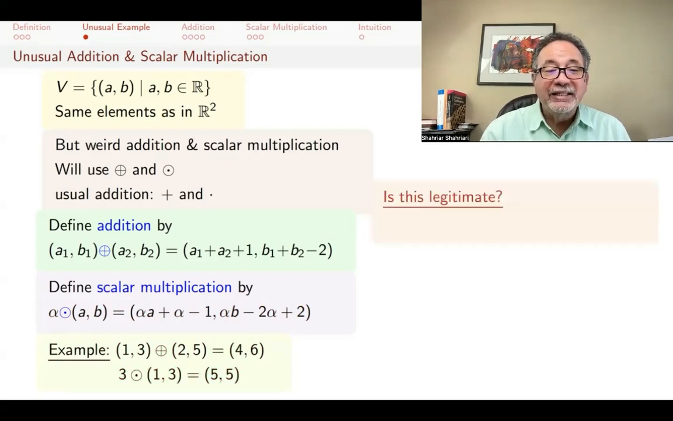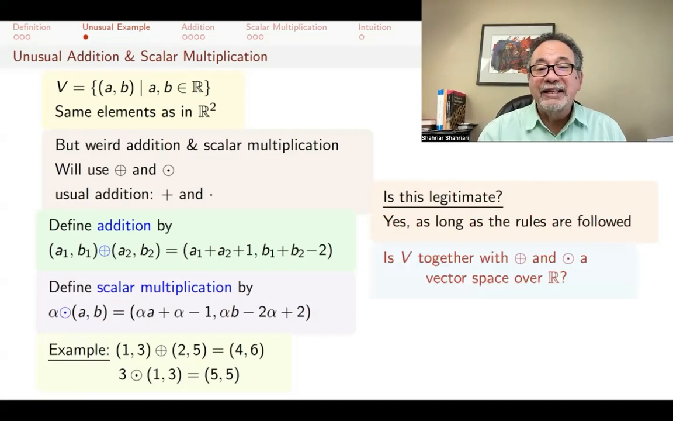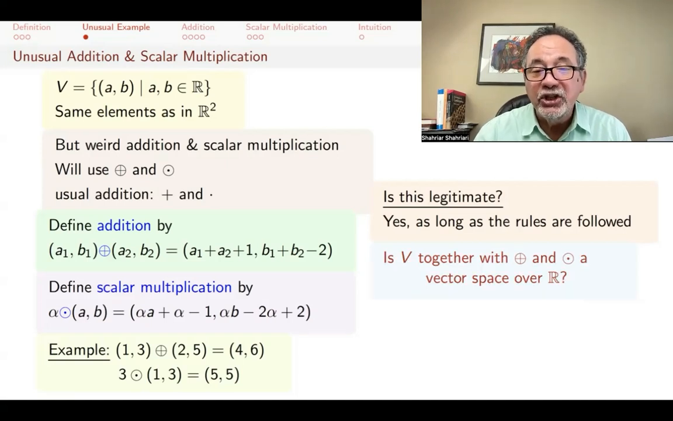And the question is, is this legitimate? Can I have this addition and scalar multiplication? The answer is yes, as long as the rules are followed. But we have to check the rules. That's the same as asking, is V together with these weird operations a vector space over R? Over R, again, means the scalars are real numbers. That part is not in contest. The question is, are the addition and scalar multiplication legit?